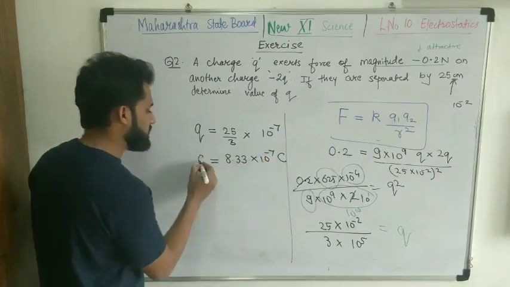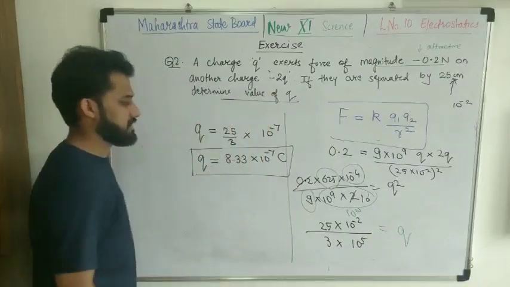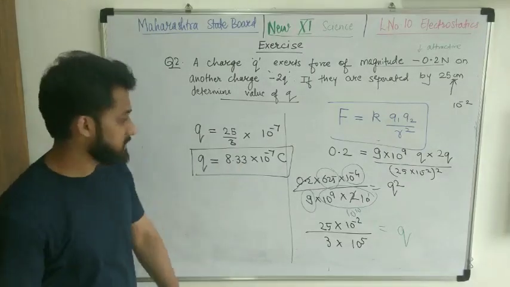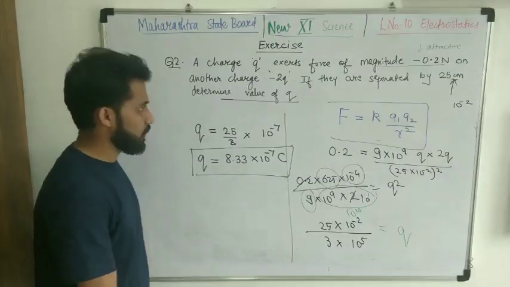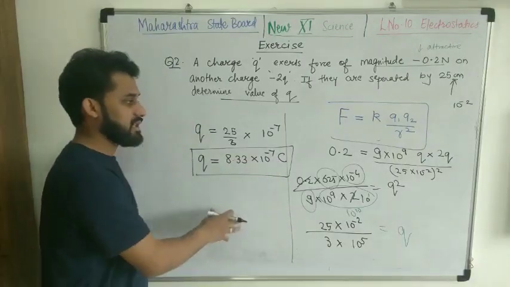This is the charge, or this is the value of Q. This was the question. What is the value of Q? The value of Q is 8.33 times 10 to the power minus 7 Coulomb. Unit is important. Whenever you solve a numerical, the final answer should be written with the SI unit.